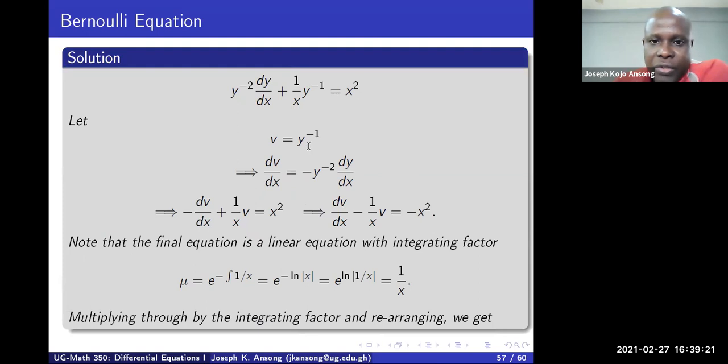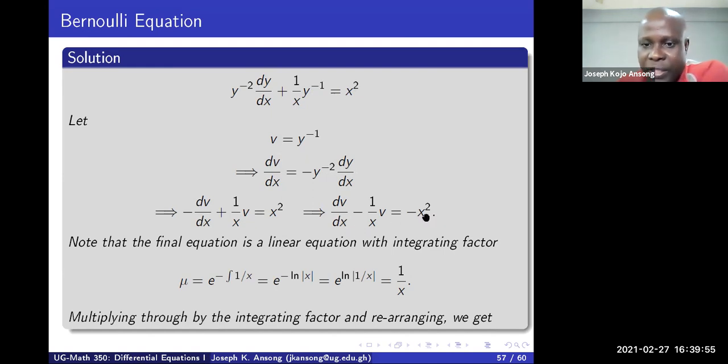So let v be equal to y to the negative 1. Differentiate both sides: dv/dx will be equal to minus y to the negative 2 times dy/dx. Of course, note that this guy here without the negative is what I have here, right? So if I multiply through by negative, I'll have minus dv/dx, that is this guy here, plus 1 over x, y to the negative 1 is v, is equal to x squared. So I have that. Multiply through by the negative, and I get this equation here.